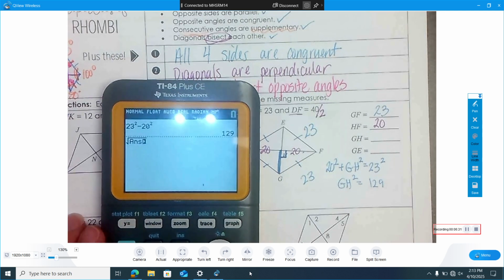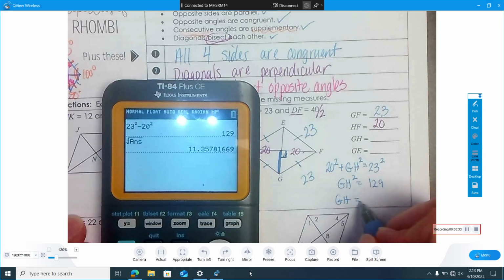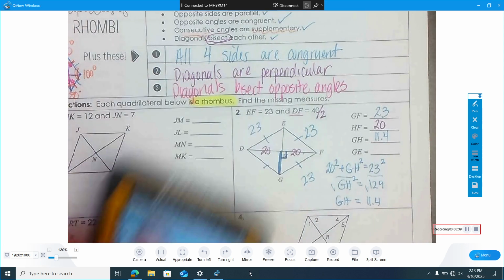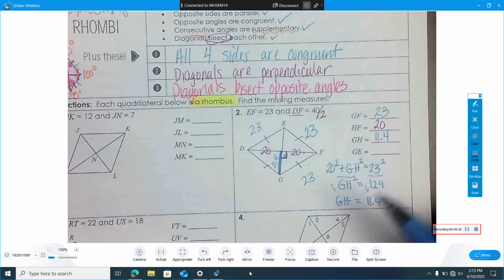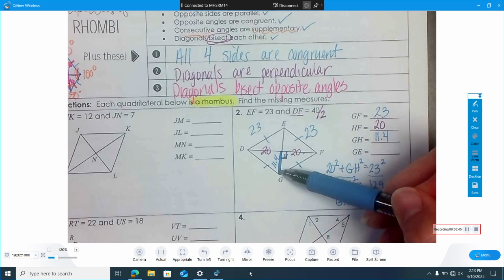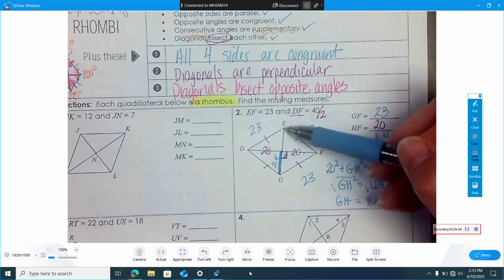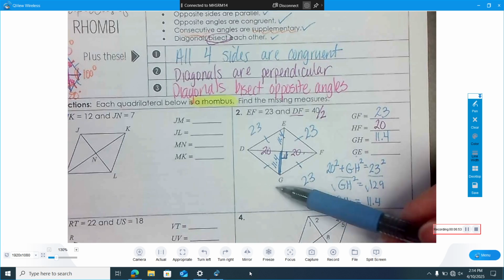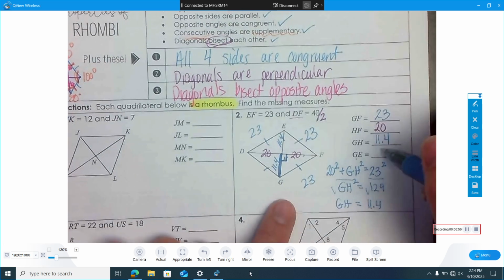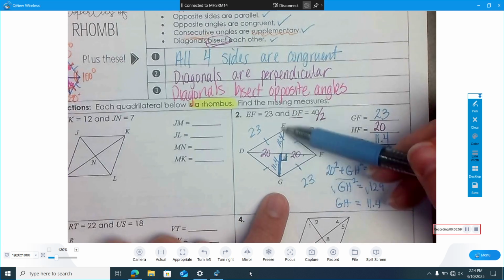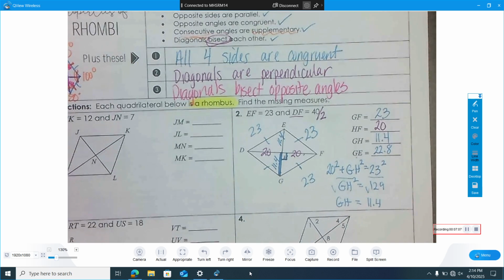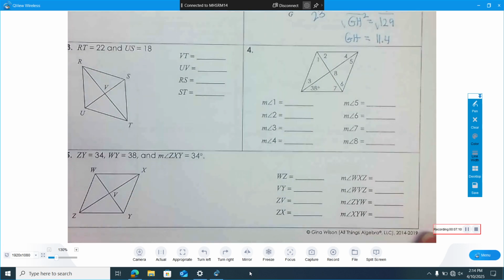And then square root both sides. So we get 11.4 if we take a square root. So GH is 11.4. So I'm going to write that in, 11.4. So that little baby diagonal is 11.4. What about the other side of that diagonal? Same thing. It is also 11.4, which means GE is 22.8. How'd you get 22.8? Added 11.4 twice or doubled it? Same thing. Questions for me? This is a lot the same, right? Let's look at number 5.